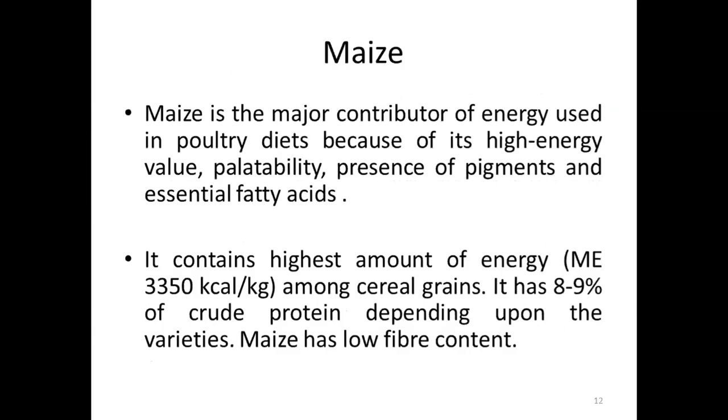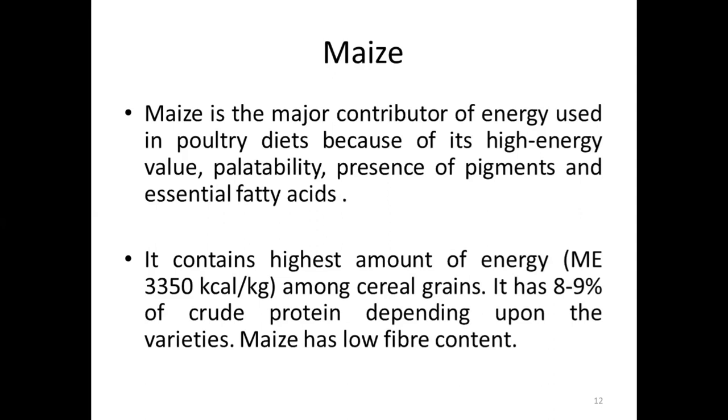Now we'll go towards the major energy sources which are commonly used in our context also. Maize or corn. This is the major contributor of energy because, as we have already discussed earlier, its starch is easily digestible. It has pigments also, it is easily palatable, and it has essential fatty acid composition also. So it is the major contributor of energy in the poultry diet.